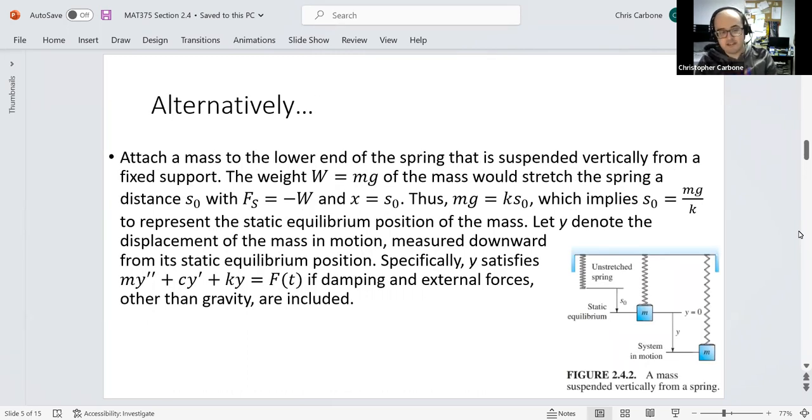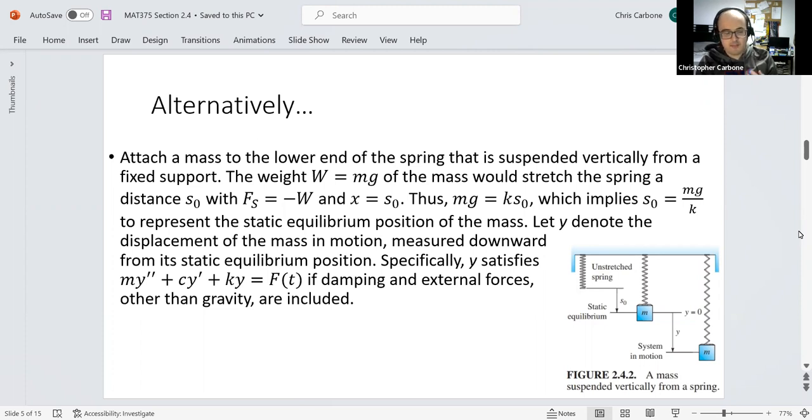Another way to look at it is if we attach a mass to the lower end of the spring that is suspended vertically from a fixed support, then the weight W would be the mass times the gravitational constant g, which would stretch the spring a distance s sub zero, with F sub S equal to negative W and x being equal to s sub zero. So m times g would be equal to k times s sub zero, which means s sub zero is m times g divided by k for the static equilibrium position of the mass.